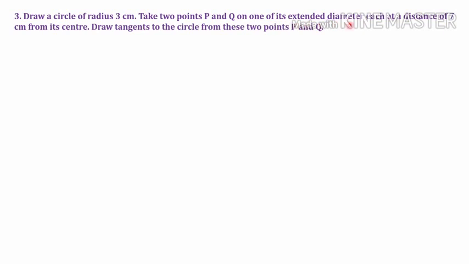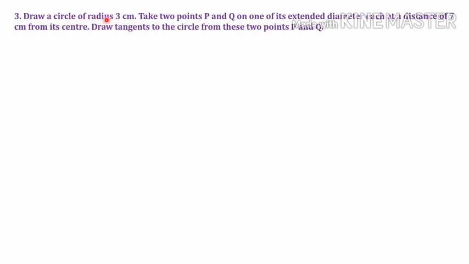Next, we shall discuss question number 3. The question is, draw a circle of radius 3 cm. Take 2 points P and Q on one of its extended diameter, each at a distance of 7 cm from its center. Draw tangents to the circle from these 2 points P and Q. You have to go through the question very clearly.